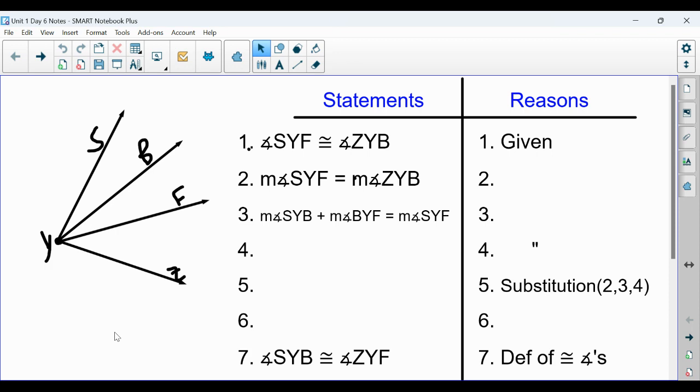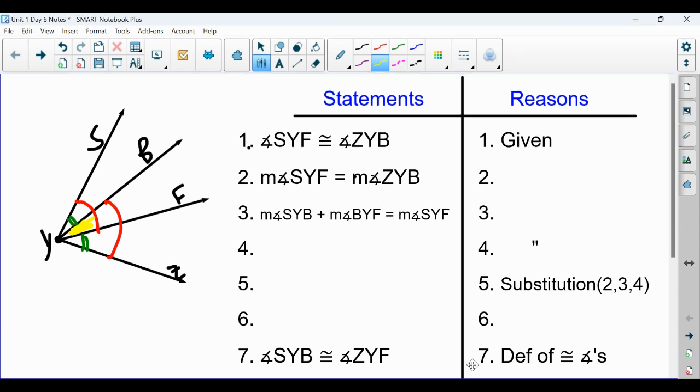All right, so we are given that the two big angles, SYF and ZYB, are congruent. And what we want to show is that these little pieces here, SYB and FYZ, are congruent. And what you'll notice is the two big angles overlap, and they overlap this angle BYF. So if you try to make some sense of it before you do a proof, you probably think, okay, if the big things are congruent and there's this shared part in the middle, BYF, you can subtract that away and you're left with the two smaller pieces.